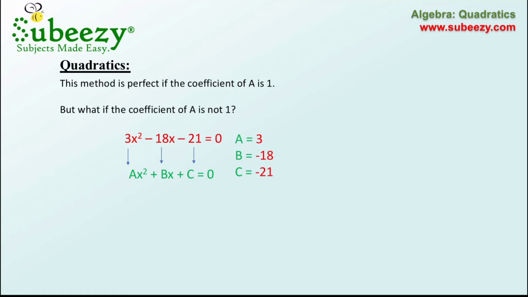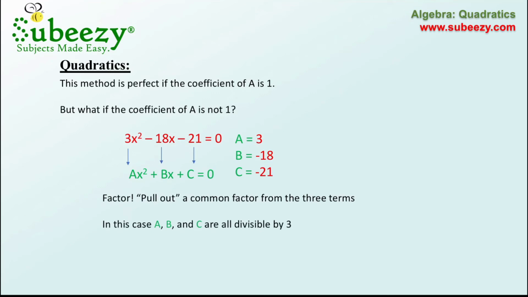In order to factor out this quadratic, we must first factor out the 3, which is what a is equal to. We can pull out a common factor from the three terms. In this case, a, b, and c are all divisible by 3. When we pull out 3, we end up with 3 times the quantity x squared minus 6x minus 7 is equal to 0. And now in the parentheses, we have a quadratic expression where the coefficient of x squared is equal to 1.